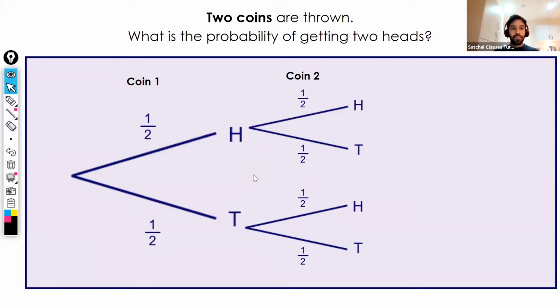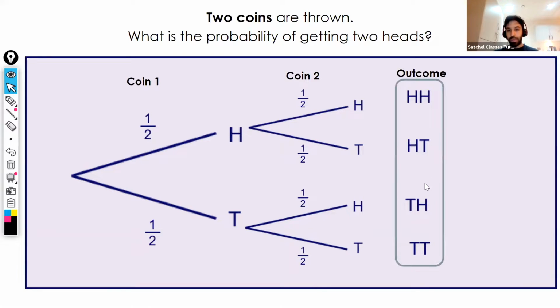Now, what is the probability of getting 2 heads? So heads and heads again. If we write down the list of outcomes, we've got heads, heads, we've got heads, tails, we've got tails, heads, and we could get tails and tails. So the probability of getting heads, heads is 1 out of a possible 4 outcomes. So that's going to be 1 out of 4.